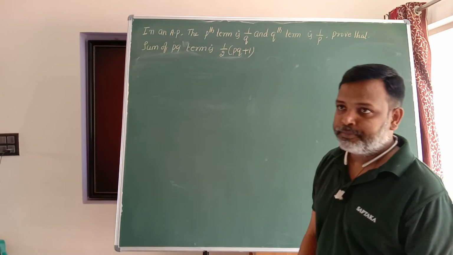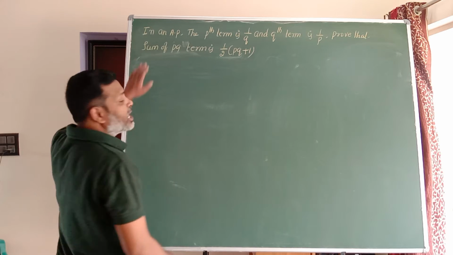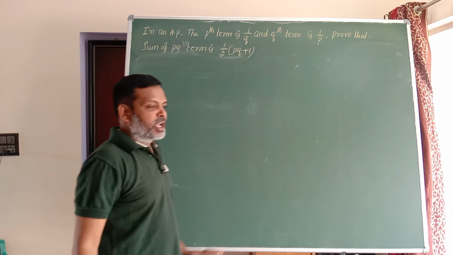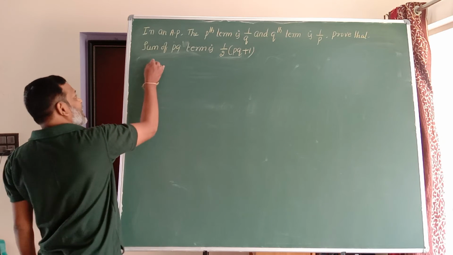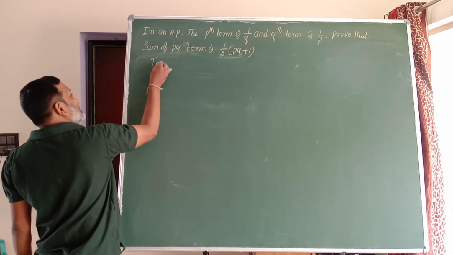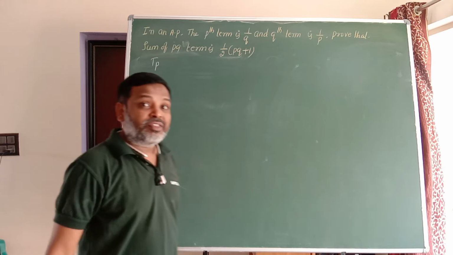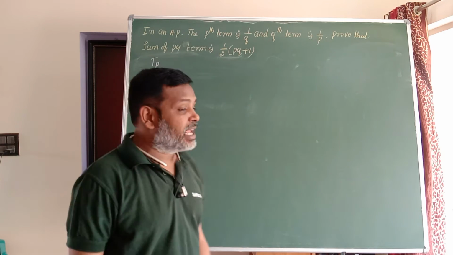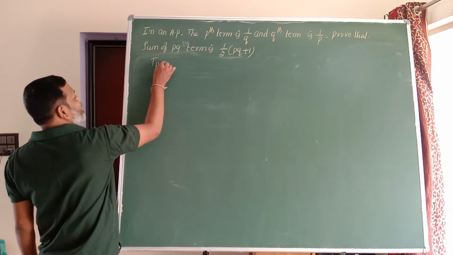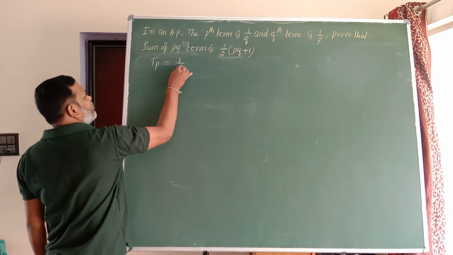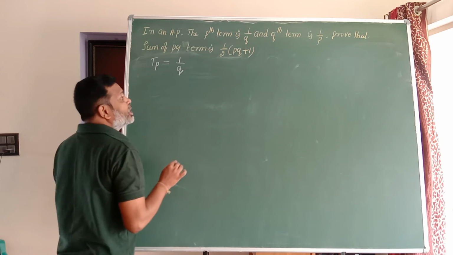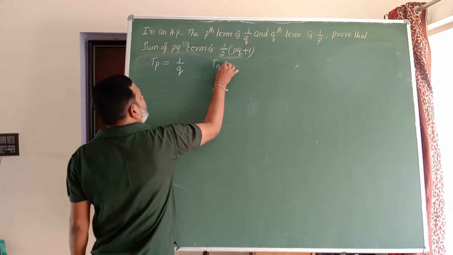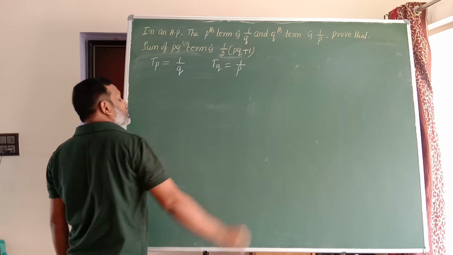Okay, now look here. First, what they are given: it is an arithmetic progression problem. The pth term is 1 by q. What does it mean? The nth term can be written as Tn, whereas the pth term is written as Tp. Tp is what they are given here, 1 by q. And one more thing they are given, that the qth term is 1 by p. What does it mean? Tq is equal to 1 by p.